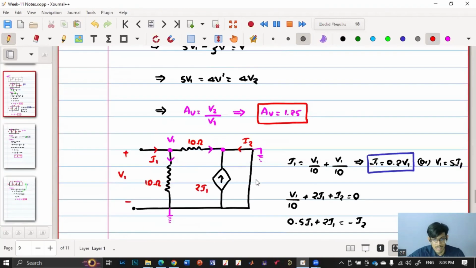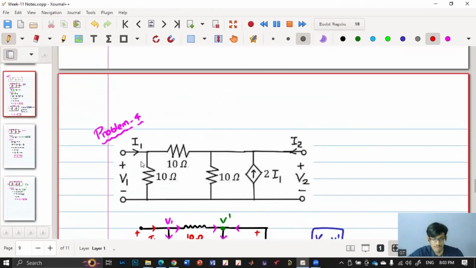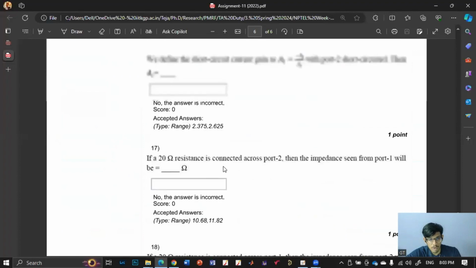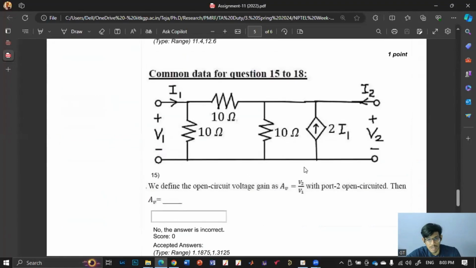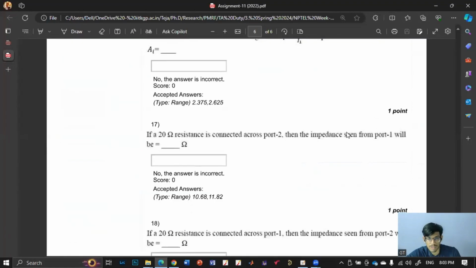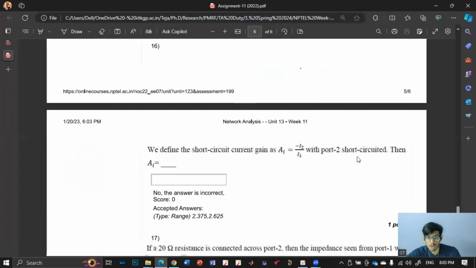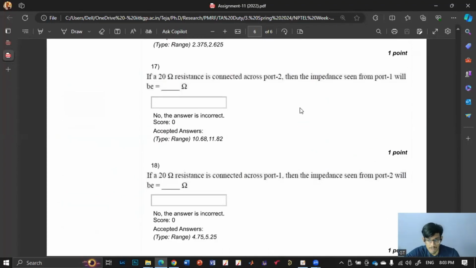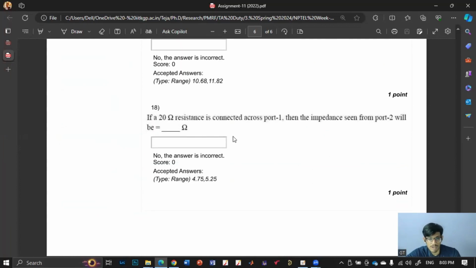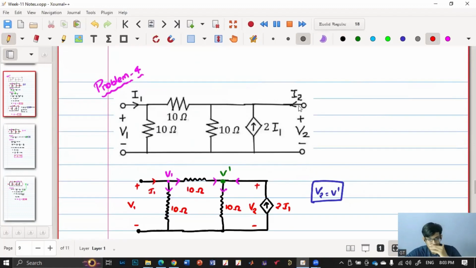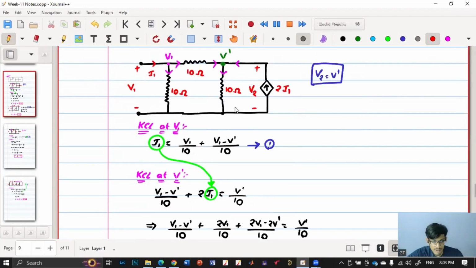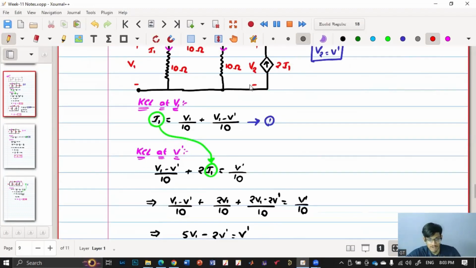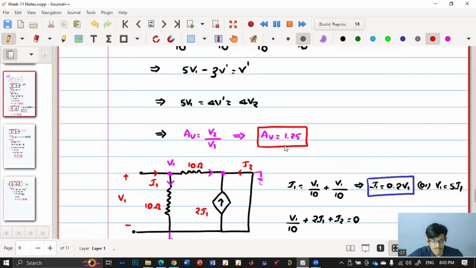So first let me summarize the problem 4, then I'll summarize the entire problem solving session, or maybe the entire today's session. So in problem 4, they have asked the voltage gain when port 2 is open circuited, current gain when port 2 is short circuited, then the impedance seen from port 1 when 20 ohm is connected, then impedance seen from port 2 when 20 ohm is connected at port 2. So first they have asked when this is open circuited, what is V2 by V1? So we have applied KCL at V1 and KCL at V dash, and by manipulating that we got the AV.